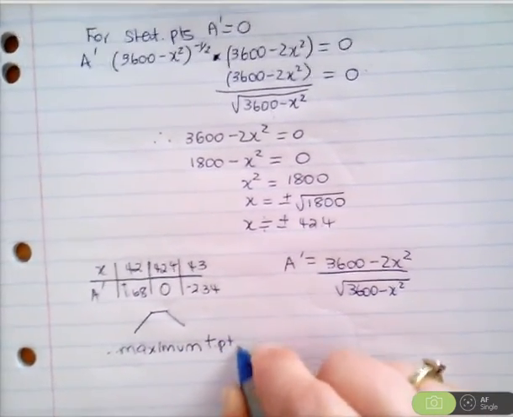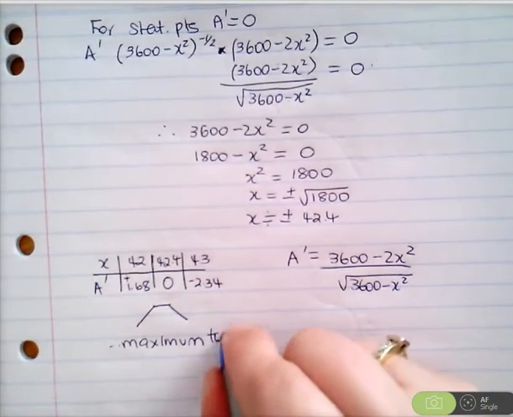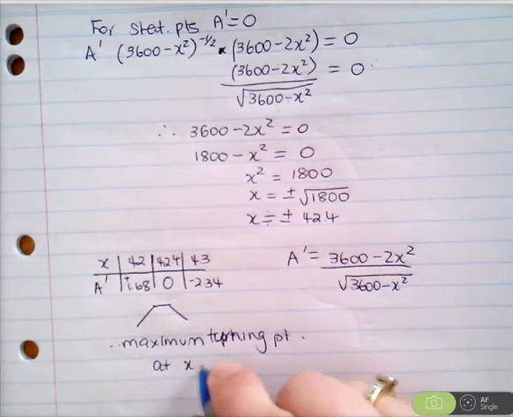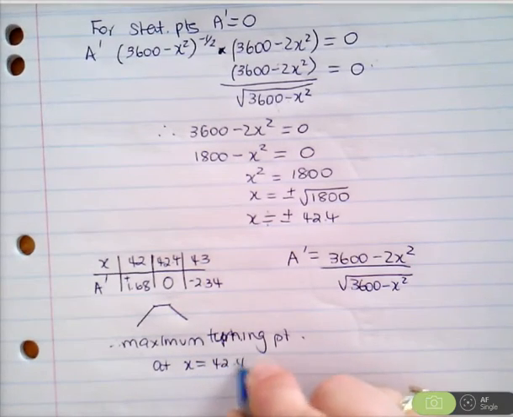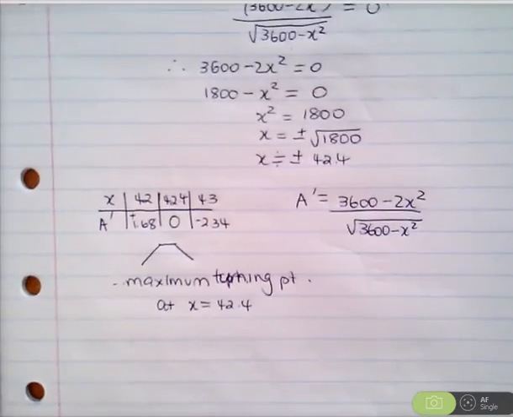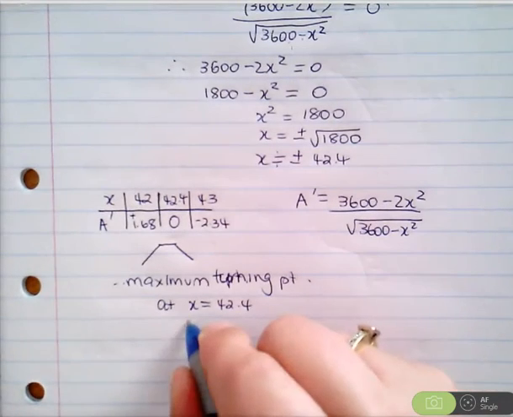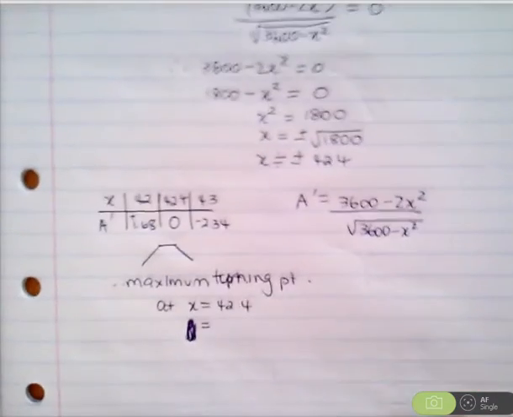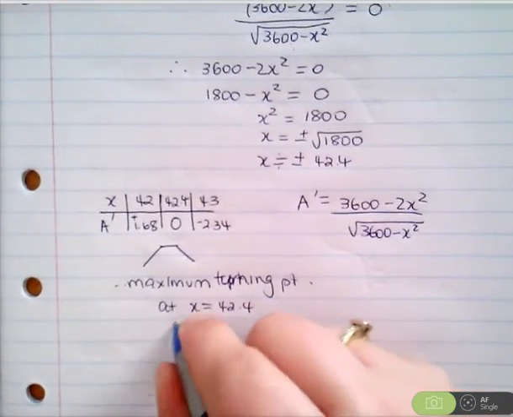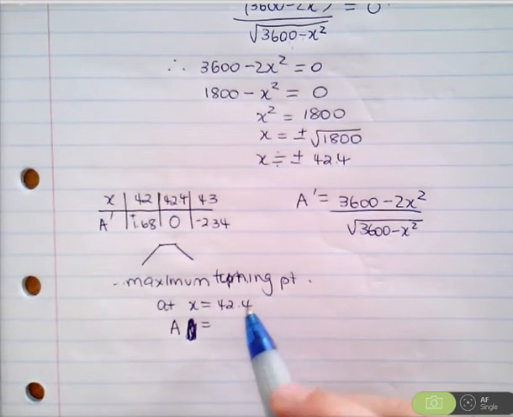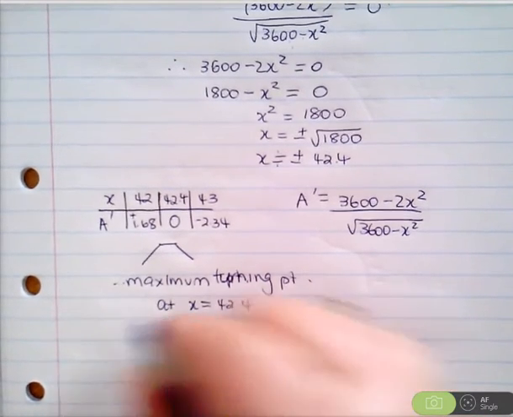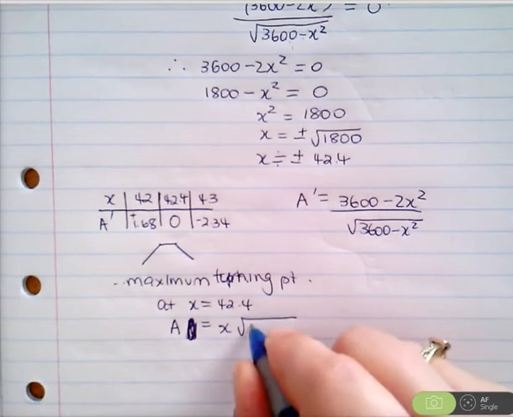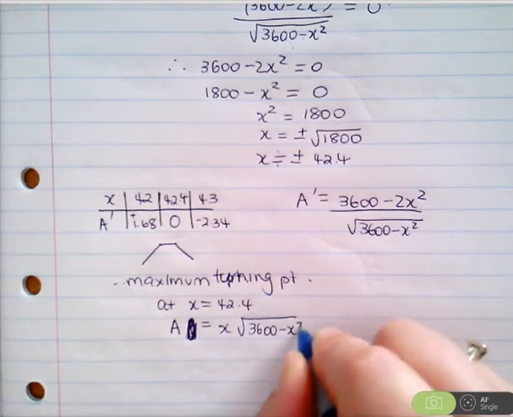I'll just put turning point there, actually I'll write it out. Maximum turning point at x equals 42.4. Actually, we can work out what the y value is, or the A value is as well. So when x is 42.4, actually, I'm not going to use the 42.4 when I'm working out the value of A, because we'll be substituting into the original value for A, which is x times the square root of 3,600 minus x squared.